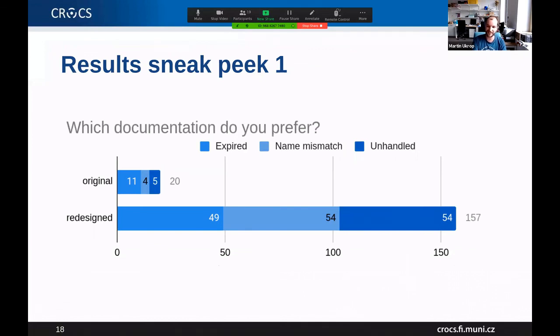Since we are still analyzing the results and we are in the process of writing a publication, this will be more of a sneak peek of the results, but feel free to ask. I may know more details of the answers than those presented.